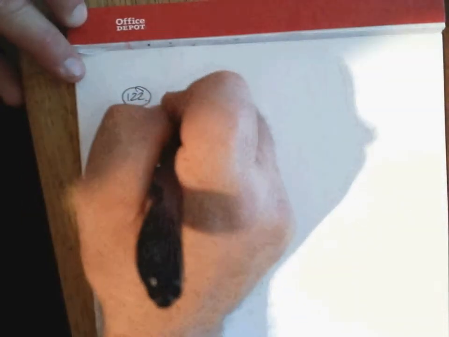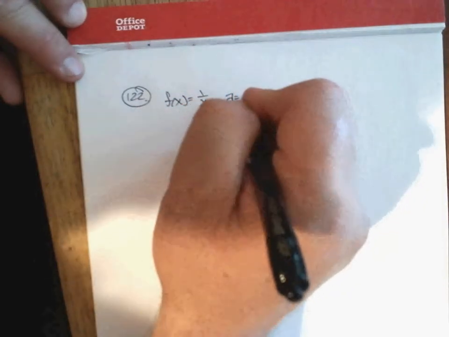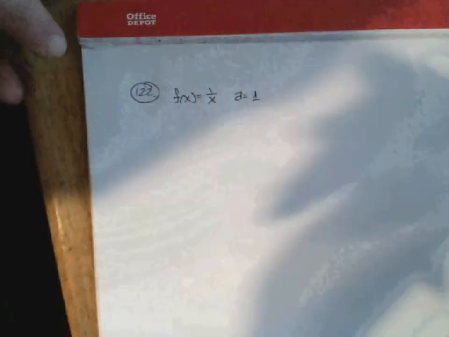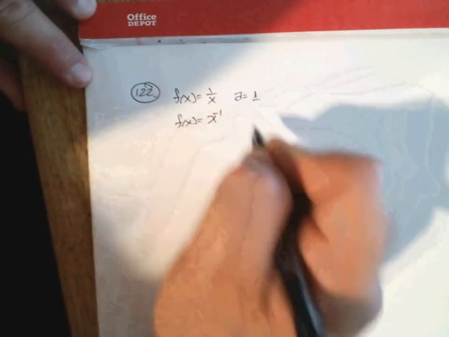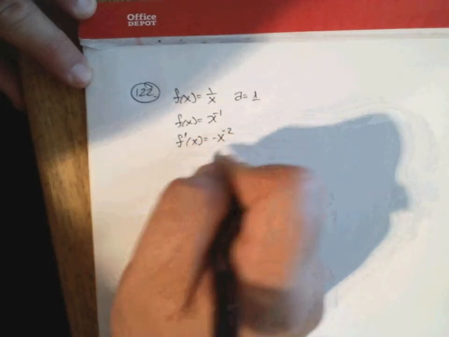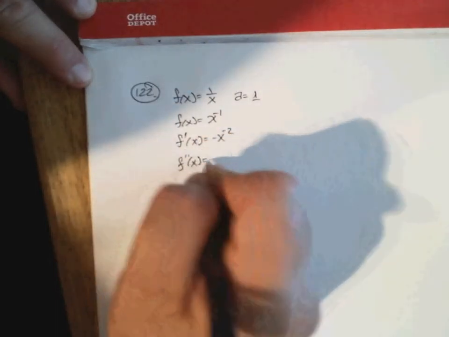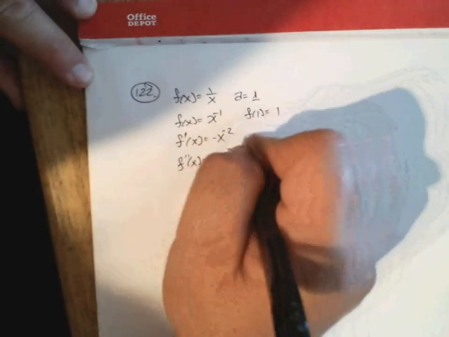Let's try another example. Take a look at number 122. In 122, the function is 1 over x. The center we want to work with is 1, and we want to do the same thing in this one. Find a degree 2 Taylor polynomial for this. So let's rewrite f of x as a power function and take some derivatives. The first derivative and the second derivative. And now evaluate those at 1.